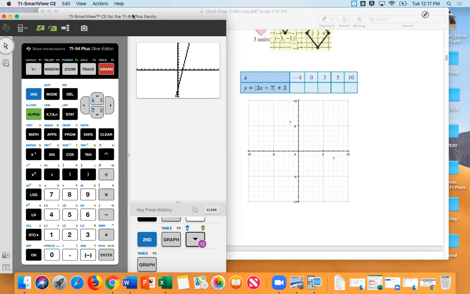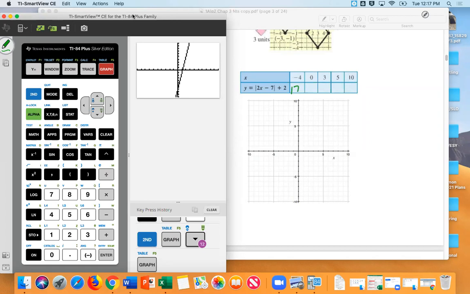So when I'm graphing an absolute value, yes, you can use your calculator, and I'll show you that. But it's also important to be able to plug these things in. Absolute value just means take whatever is in those bars and make it positive. So I do 2 times -4, that's -8, minus 7, that's -15. The absolute value of -15 is 15, plus 2 is 17.